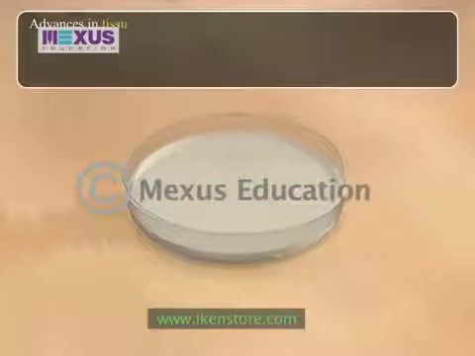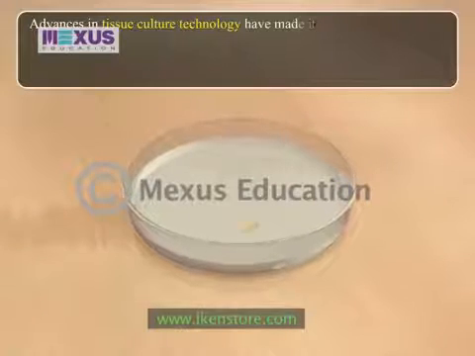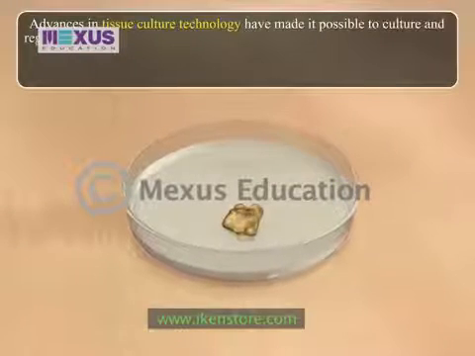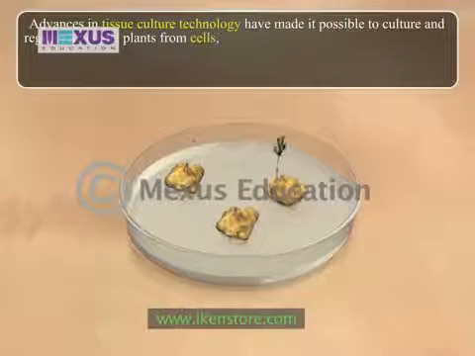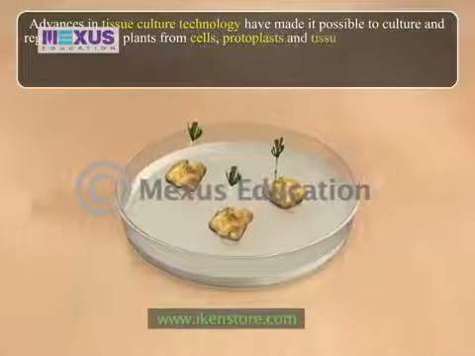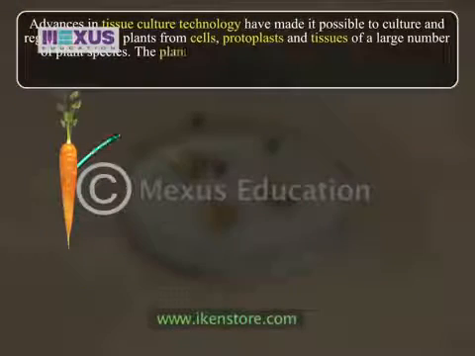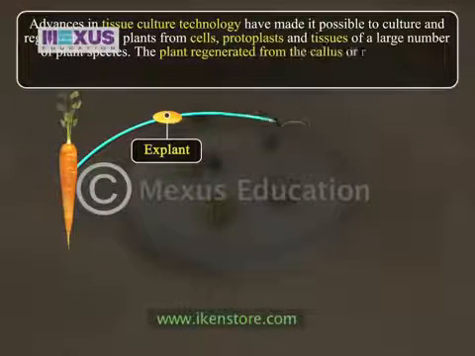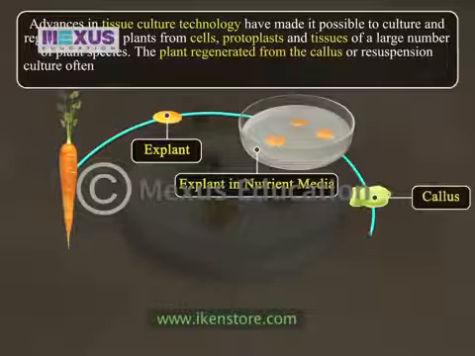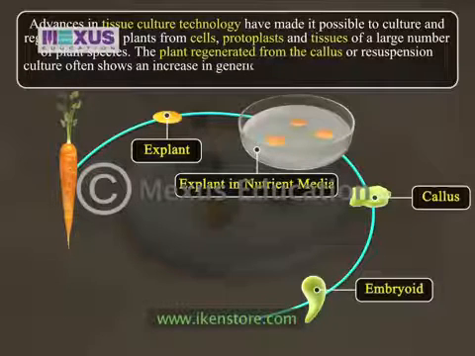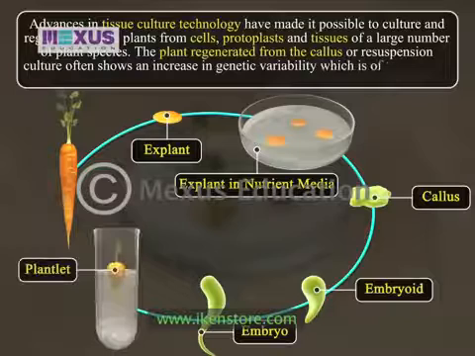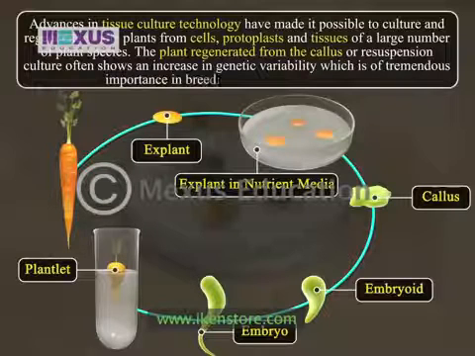Advances in tissue culture technology have made it possible to culture and regenerate whole plants from cells, protoplasts, and tissues of a large number of plant species. The plant regenerated from the callus or suspension culture often shows an increase in genetic variability, which is of tremendous importance in breeding for crop improvement.